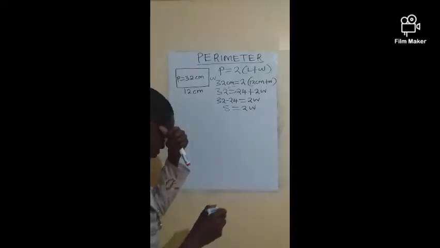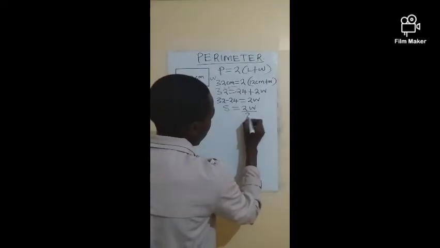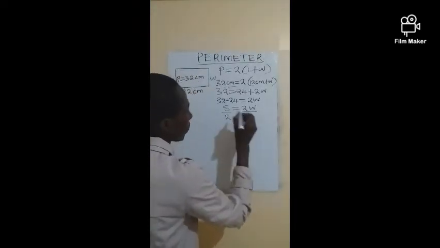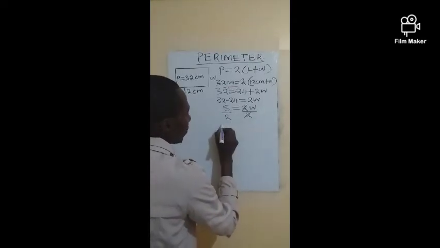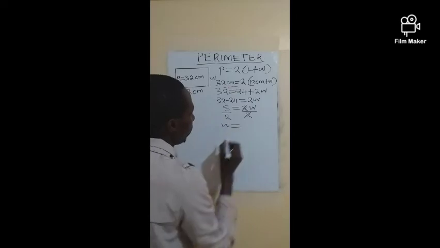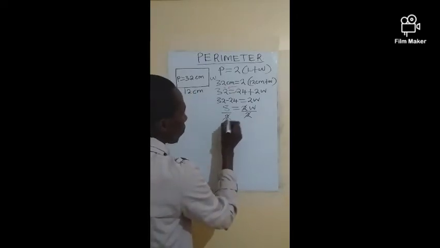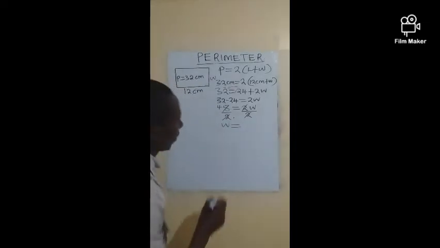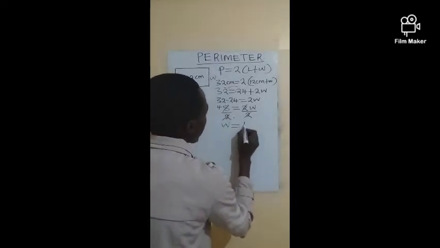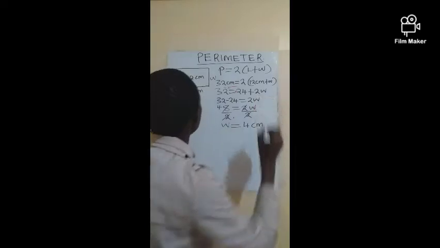To find w, we divide both sides by 2. This one is going to cancel with that one. W is going to be 2 cancels 1 and goes into 8 4 times. So our width is 4 centimeters.